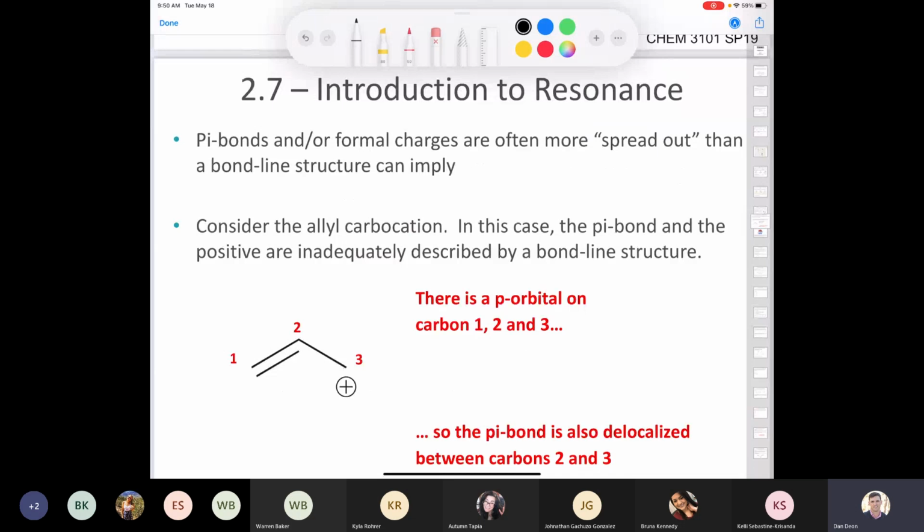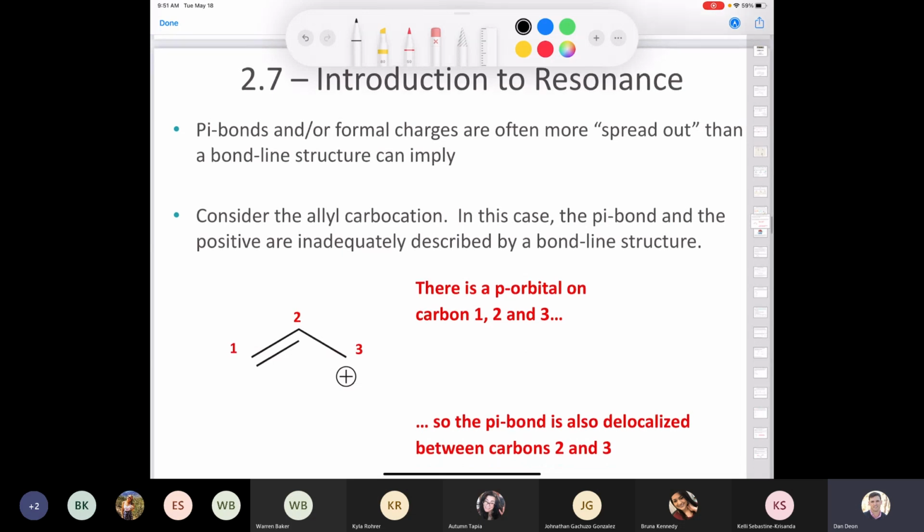Anyhow, from there, we're going to move on to section 2.7, which deals with the concept of resonance. This is something that you should have seen in General Chemistry 1, and we're going to cover it in detail here, and we're going to take a look at drawing resonance structures in this chapter as well. So follow along with me.